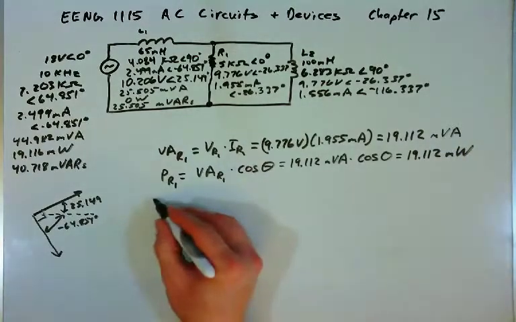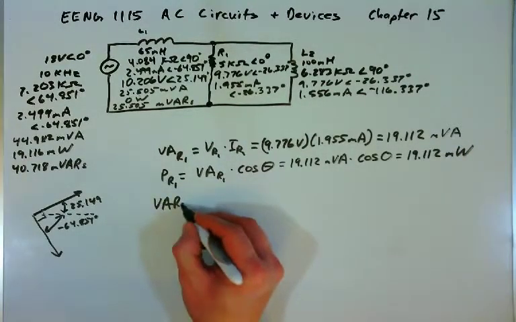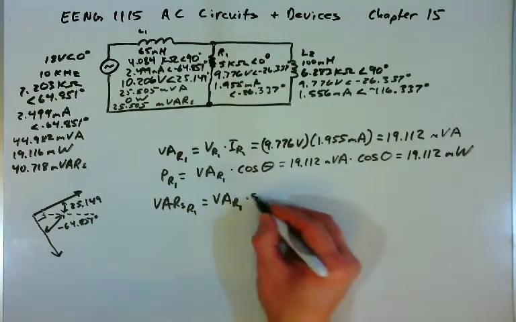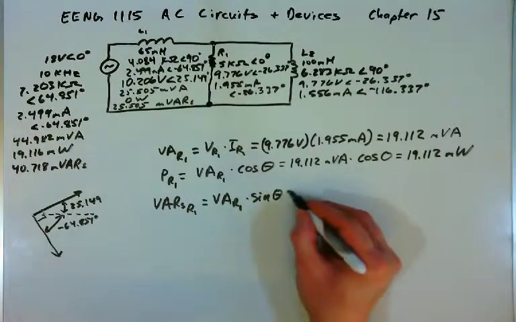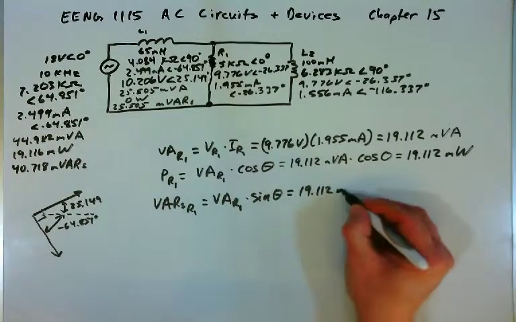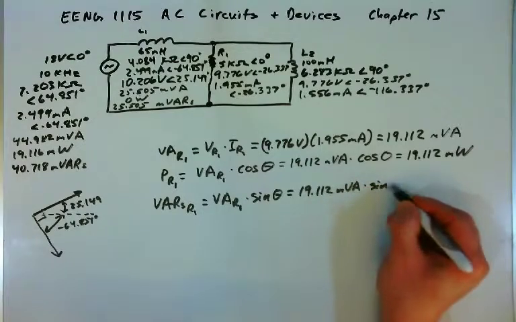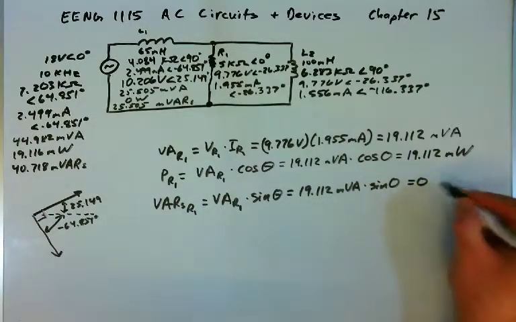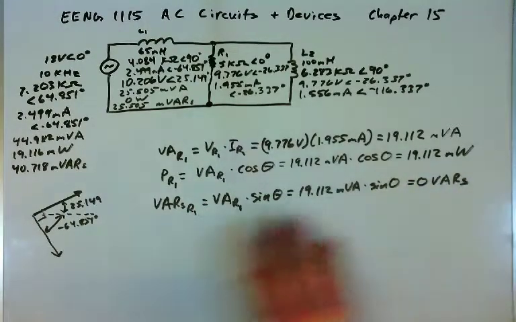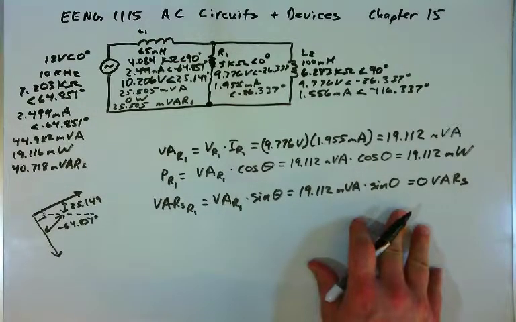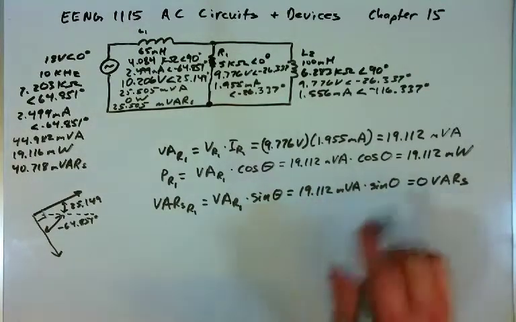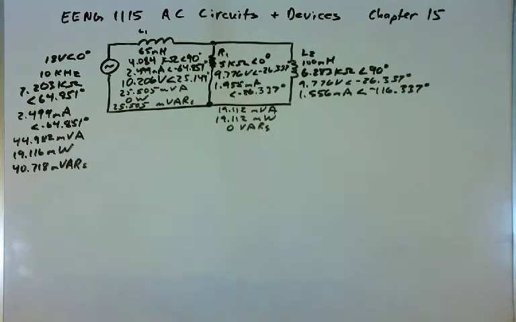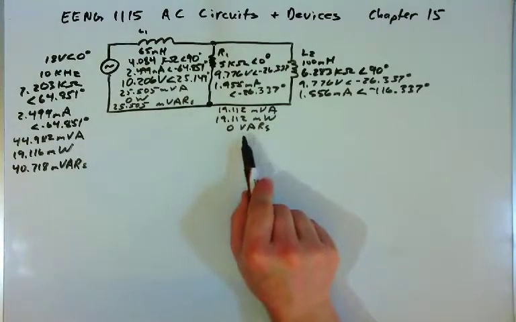That would be milliwatts. Now we can find the volt-amps reactive of R1, which would be the volt-amps for R1 times the sine of the angle between the voltage and the current, which would be 19.112 millivolt amps, times the sine of 0. The sine of 0 is 0, and so 0 times 19.112 is 0 bars. So the resistor is not a reactive component. It has no volt-amps reactive. It has all power in watts, no volt-amps reactive. I've written our answers for power for the resistor here.